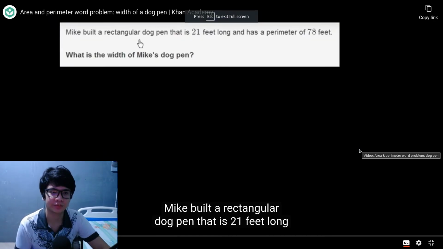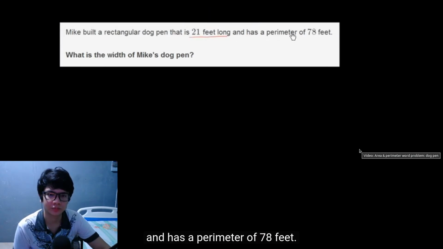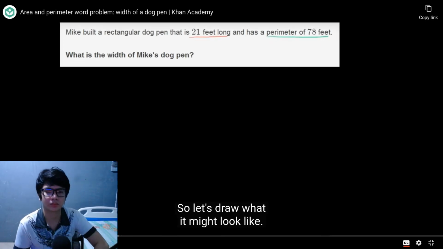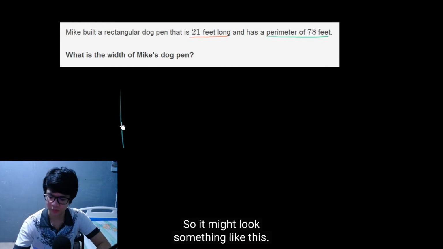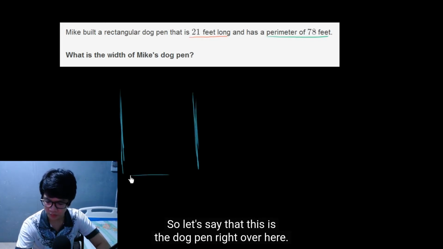Mike built a rectangular dog pen that is 21 feet long and has a perimeter of 78 feet. What is the width of Mike's dog pen? So let's draw what it might look like. It might look something like this. I'll do my best to draw it, a rectangular potential dog pen. So let's say that this is the dog pen right over here.